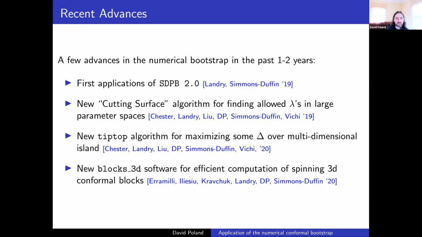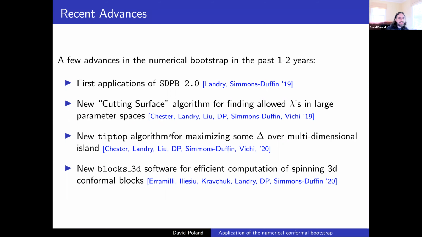In particular, with the help of Walter Landry, who's been working with David Simmons-Duffin to make an improved piece of software, the most recent version of SDPB is quite fast. It's highly parallelizable. It's been optimized in a variety of different ways. And so this faster piece of software for solving semi-definite programs, in particular semi-definite programs at arbitrary or high precision, has been very useful for tackling large-scale bootstrap problems.